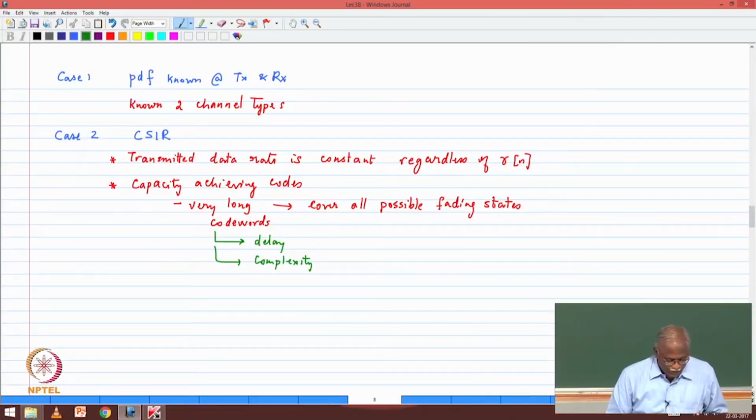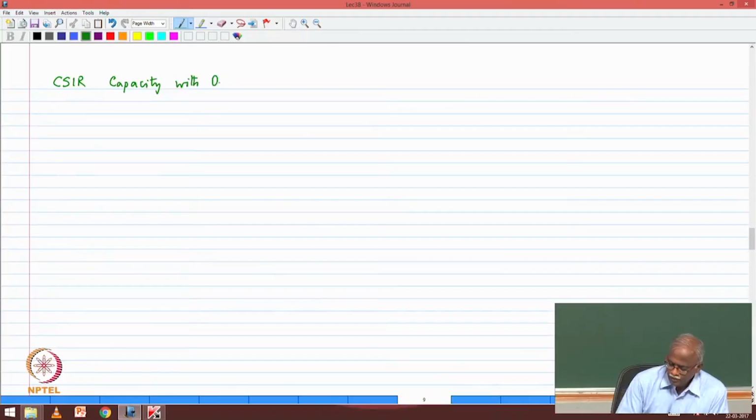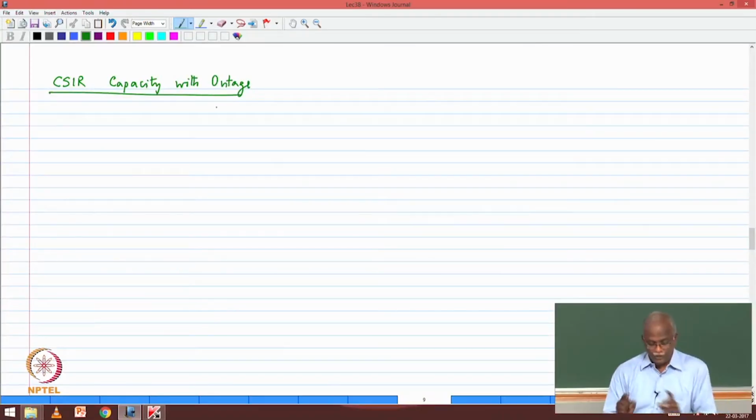Okay, what we would now like to look at is the second one, where we are not trying to achieve the ergodic capacity, but we are trying to look at outage, channels with outage. So CSIR is the scenario. We are going to look at capacity with outage. With outage, the channel model is going to change slightly for this. Again, please pay close attention to the assumptions being made.